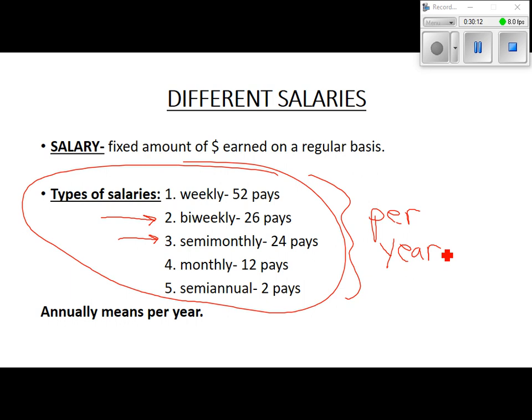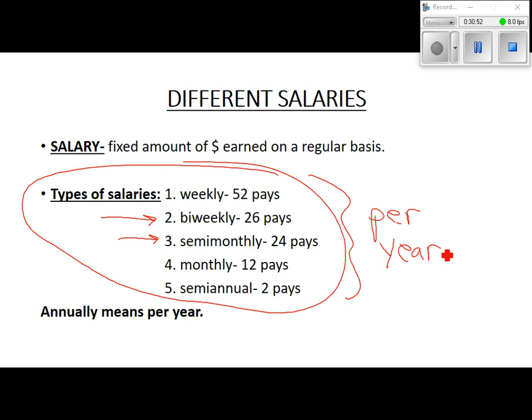Again, we'll come back and talk about those two. Monthly, how many pays are you gonna get in a year if you get paid monthly? 12. And semi-annually, if you only get paid semi-annually, how many times do you get paid in a year? Twice, every 6 months. And then annually you get paid once a year. I think the President of the United States actually gets paid once a year. They give him one payment and that's what he makes for the year.